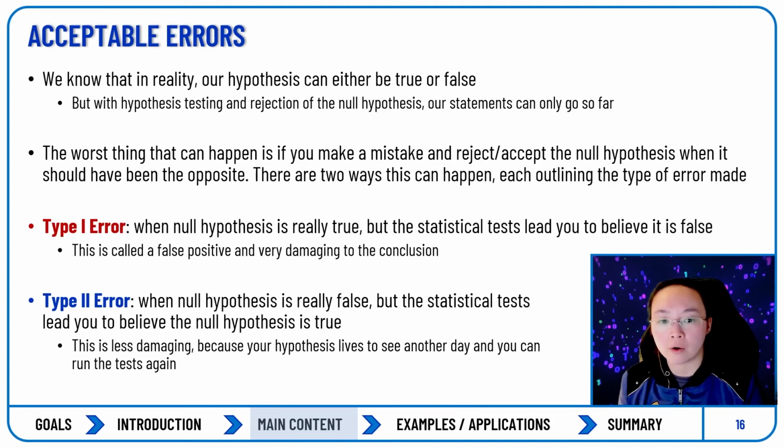With a type 2 error, your null hypothesis is really false, but the statistical tests show that it's true. That means you've indicated your hypothesis is incorrect and further experimentation has to be done. So this technically is less damaging because you haven't proved your hypothesis. Your hypothesis is going to live to see another day when further experiments are done.